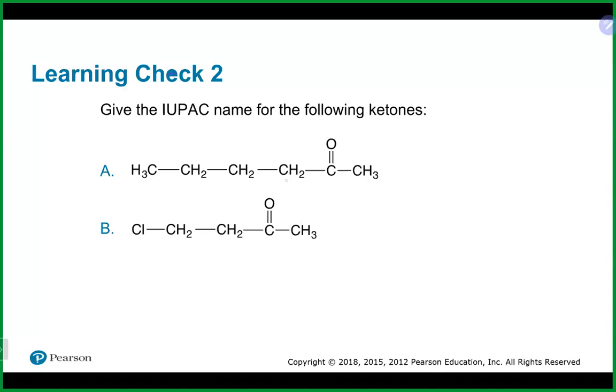Okay, so looking at A here, we could hopefully see our ketone group right about there. So that's going to be 1, 2, 3, 4, 5, 6 carbons. And because it's a ketone, that's going to be hexanone. In this case, we do need to give the location of that guy, which would be at carbon number 2. So that would be 2-hexanone in this case. Any questions on that?